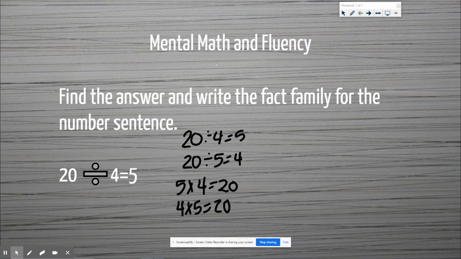Remember, when we're looking at fact families, the numbers are all going to be the same. When we're doing division, we need the biggest number in front. And then we're switching the two dividends. And then for our multiplication, the biggest number will always be the answer, and we switch the two factors to get the product.